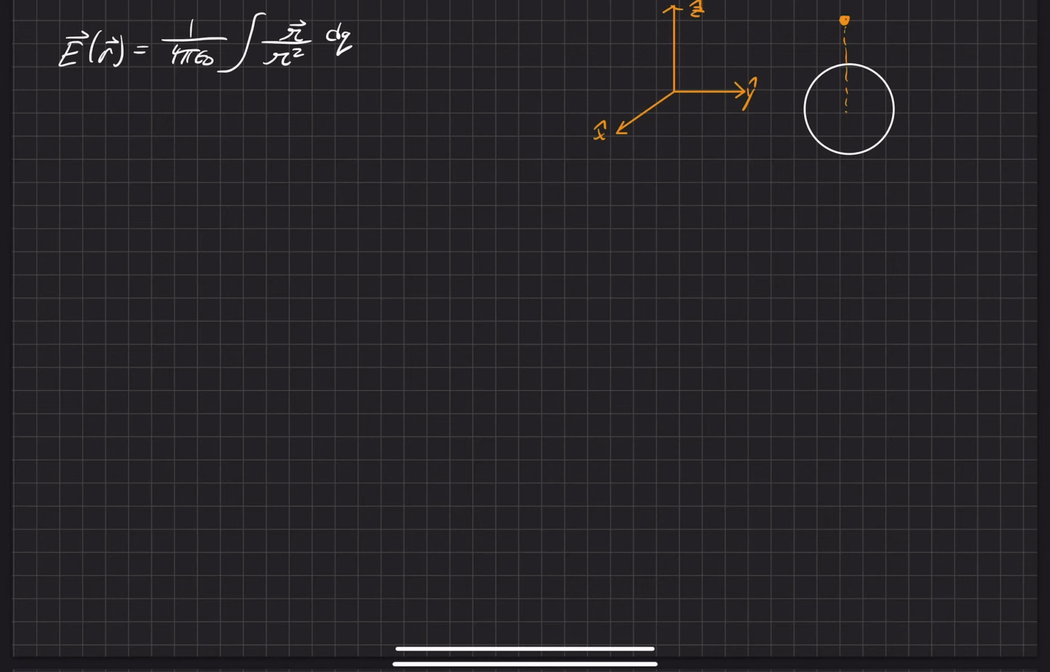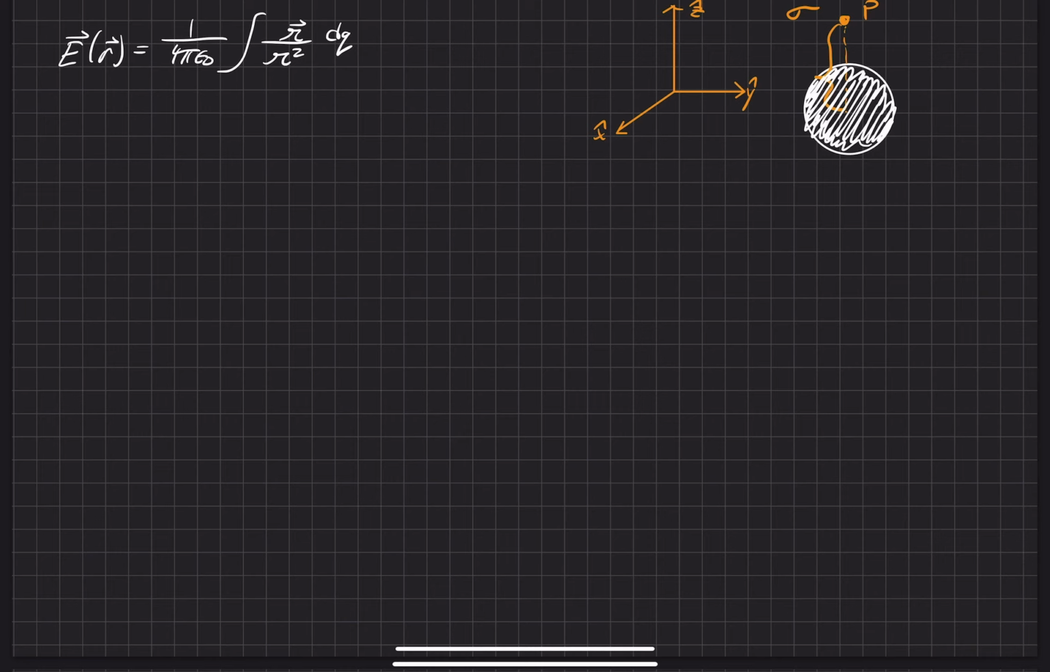In this problem, we have a spherical shell, and we are trying to evaluate the electric field at some point P that is a distance Z above the center of the spherical shell. And just to make sure it's clear that it's a spherical shell, I'm just going to go ahead and fill it in right here. This spherical shell we were also given has a surface charge density of sigma.